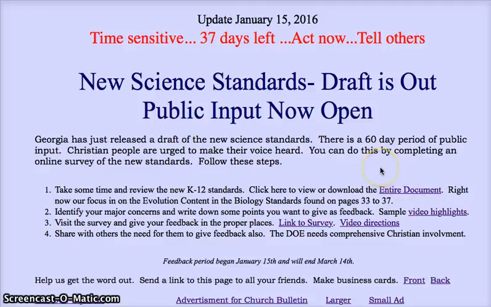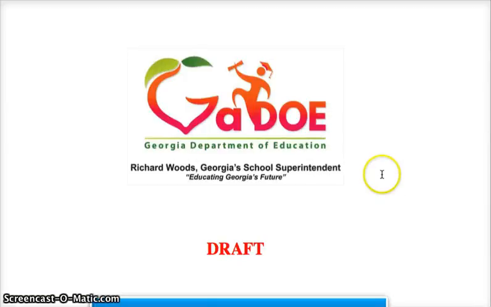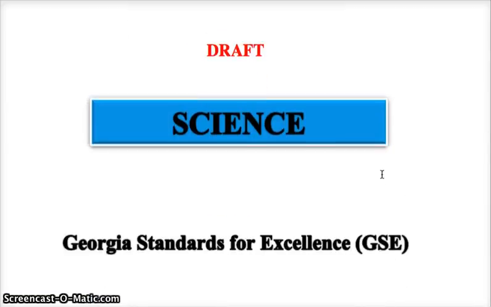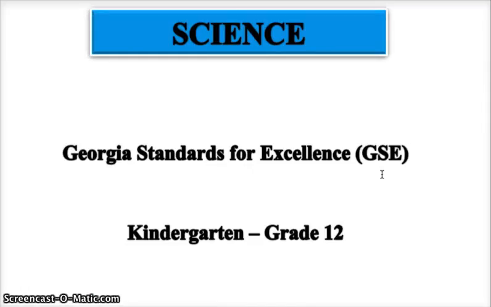Basically, you have these four steps: review the standards, identify some concerns that you have, visit the survey and do it, and then share it with others. You could look at this entire document, click this, and it will download the entire set of standards for you. This is good because our period of public feedback will be ending in March, and it gives you a little time to look at it.